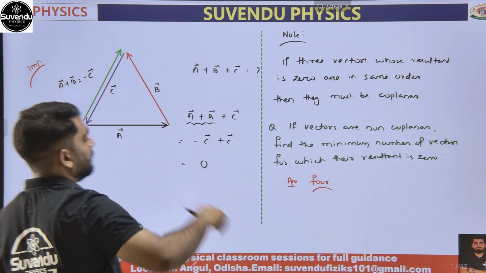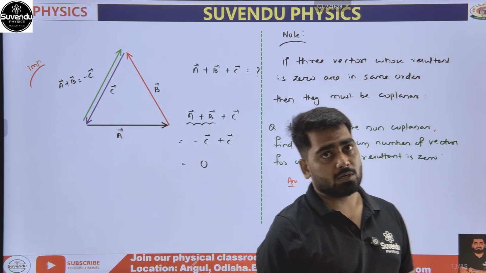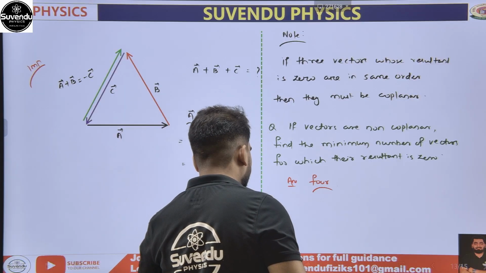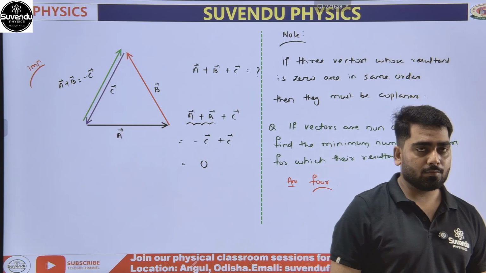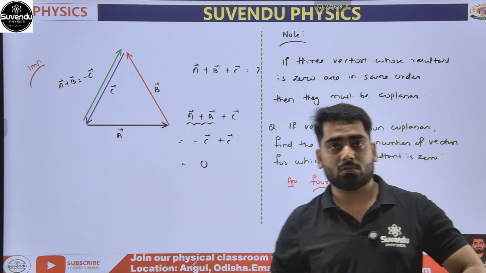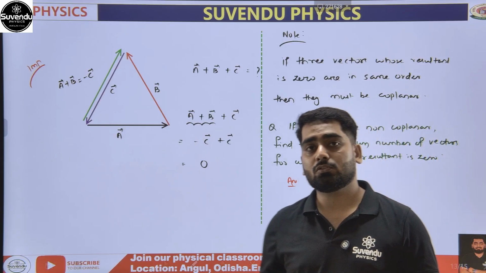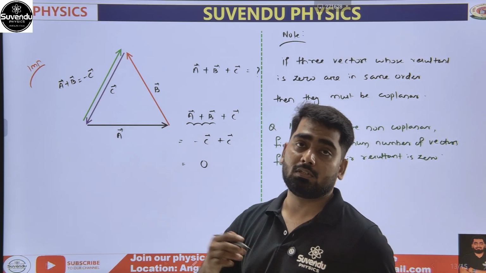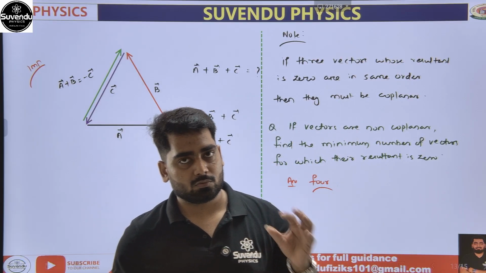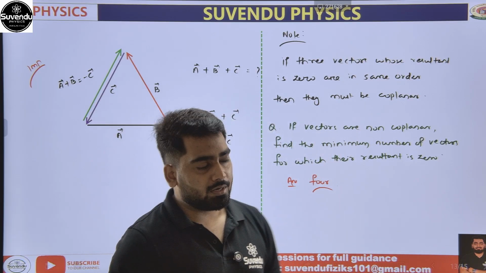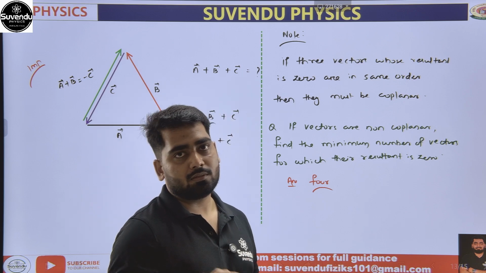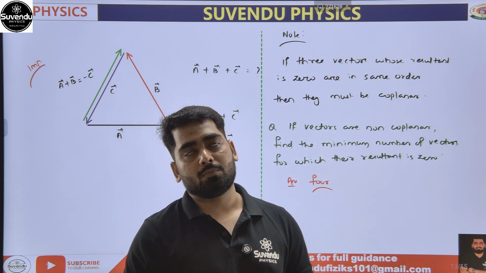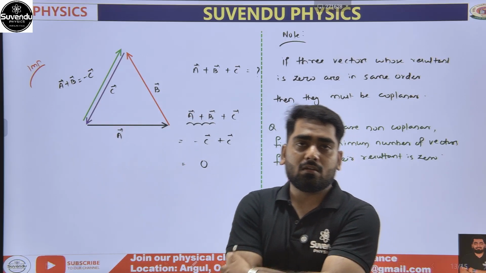If three vectors whose resultant is 0 are in the same order, that means they must be coplanar. So this is about today's lecture. Up to this lecture we have completed vector addition. Resolution method we will study later. Next we will discuss the subtraction of vectors. There is nothing new in vector subtraction actually. Once vector addition is done, vector subtraction will also be done. And vector division is not possible. In vector multiplication we will discuss dot product and cross product.